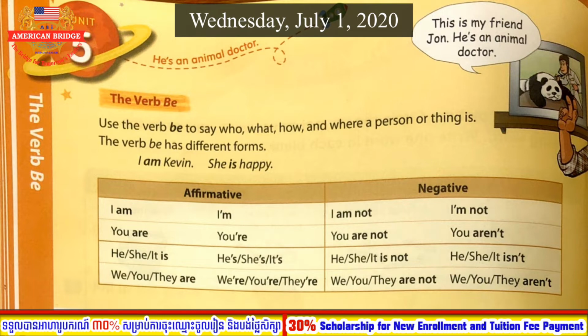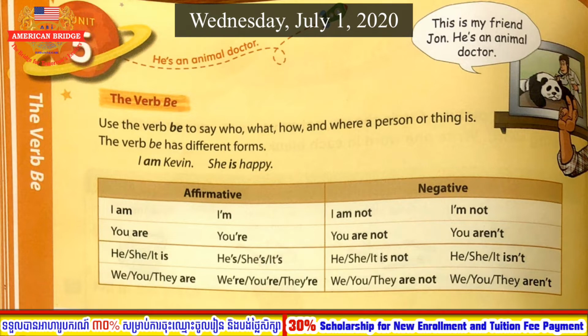And we can also use verb be to ask about where. Example, where are you? I am at the supermarket. Where are you from? I am from Posat province, example. So we use the verb be to say who, what, how, and where a person or thing is. And the verb be has different forms. Example, am, we use with subject I, right? We cannot use I is or I are. We can only use I am. Example, I am Kevin. And she, we use with is. She is happy. I'm sure you know how to use this already.